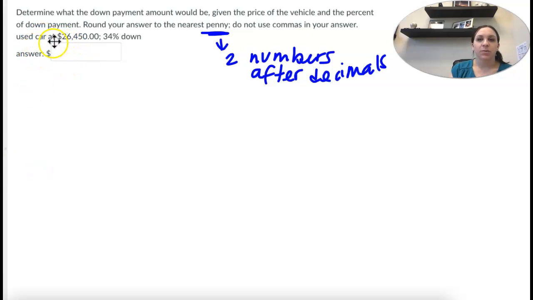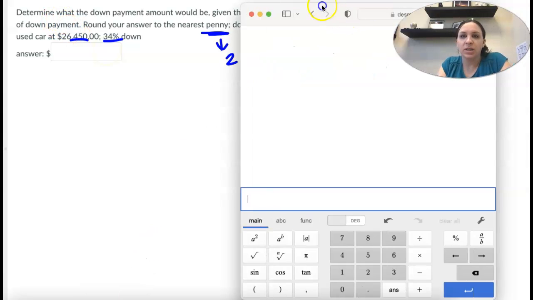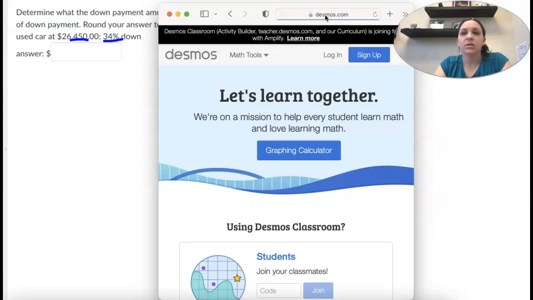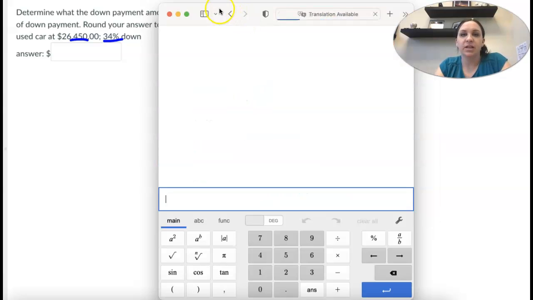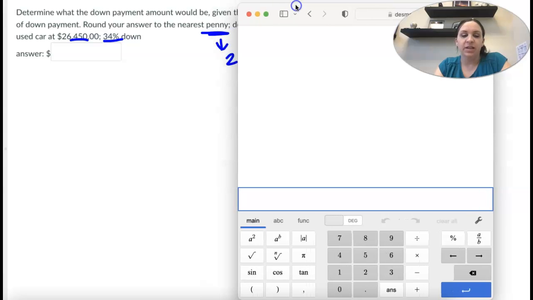Okay, so we're buying a used car. It costs $26,450, and you have enough money for 34% down. So it's asking, what's the 34% down that you have? So we want to find 34% of this amount. So again, I use Desmos. Go to Scientific. And then if you type 34% of, it just pops up.